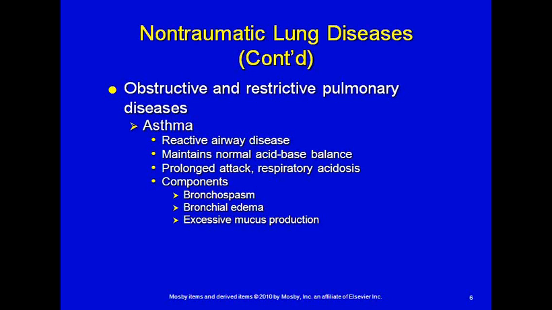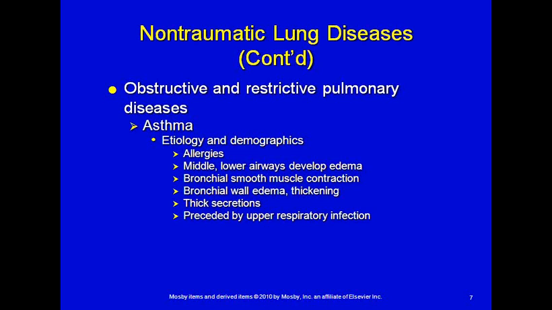With asthma, patients are often able to maintain normal acid-base balance. They're able to move enough air to prevent respiratory acidosis. But if the attack is prolonged and they don't get relief, it can lead to respiratory acidosis. And the components of asthma include bronchospasm, so the bronchioles narrow, bronchial edema, so the bronchioles themselves swell, and then they secrete excess mucus.